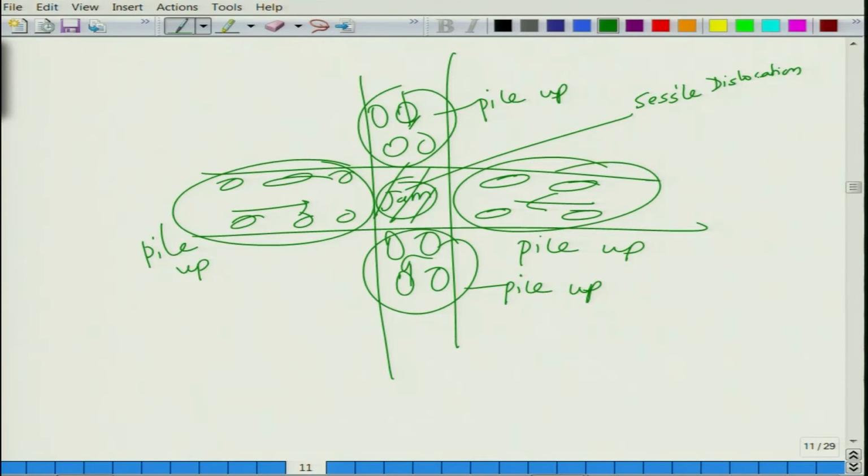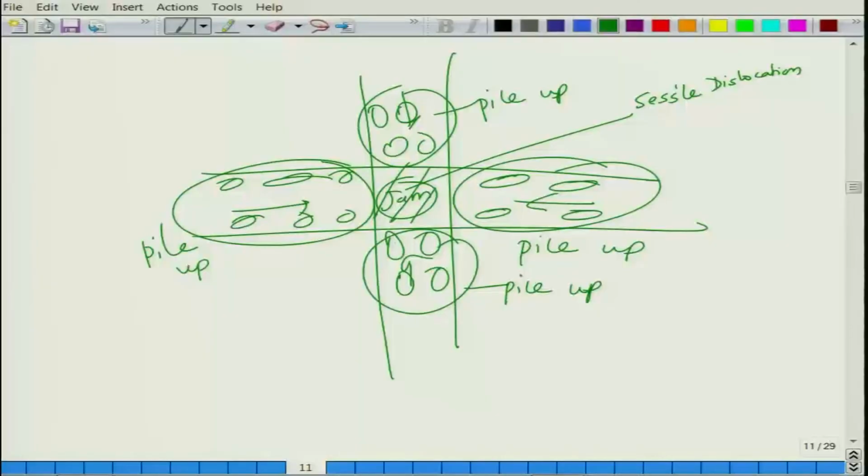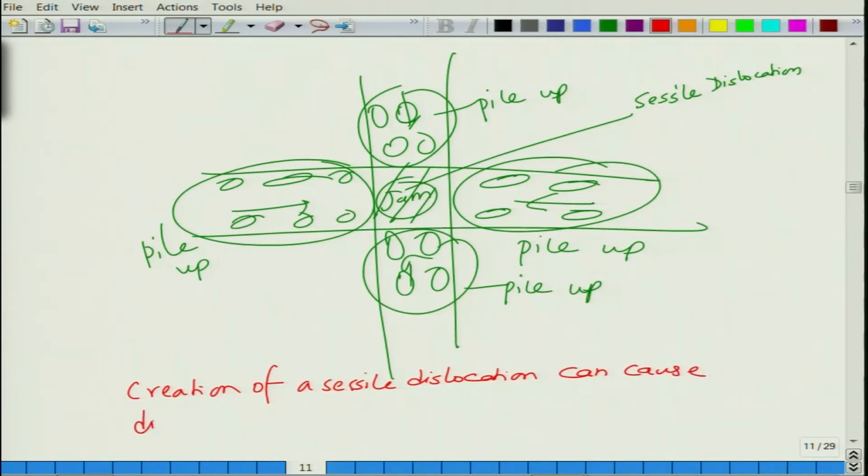and all the dislocations which are moving from other directions, they get piled up because the next dislocation cannot move, because the dislocation which is lying here at the intersection cannot move. So, as a result you have what we call as dislocation pile up. So, basically creation of a sessile dislocation can cause dislocation pile up.